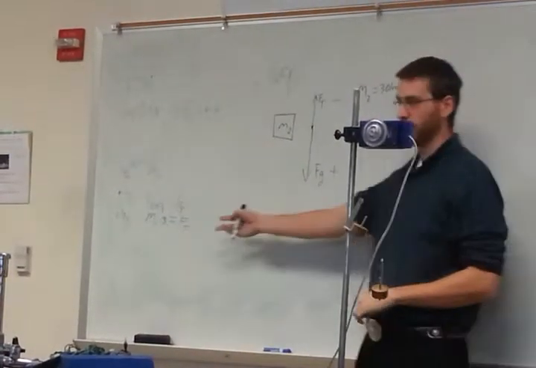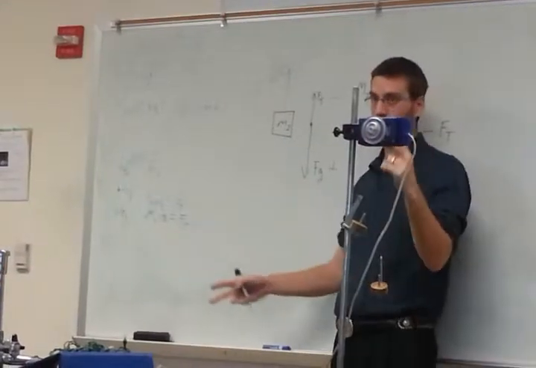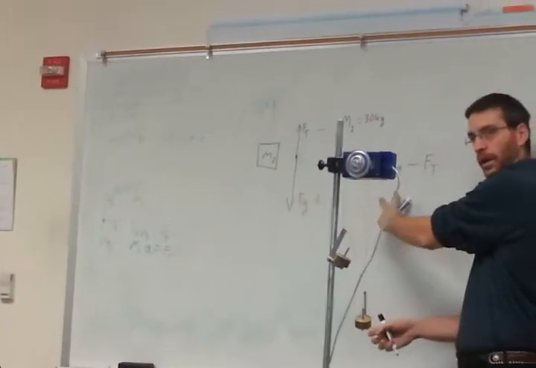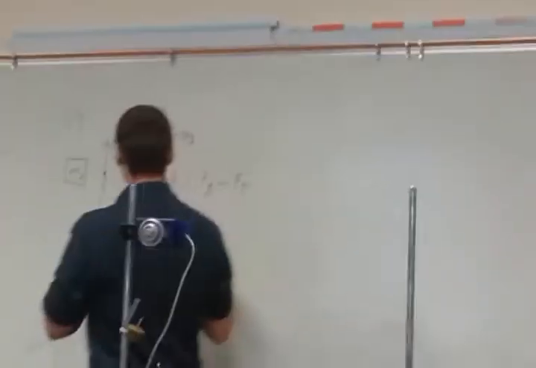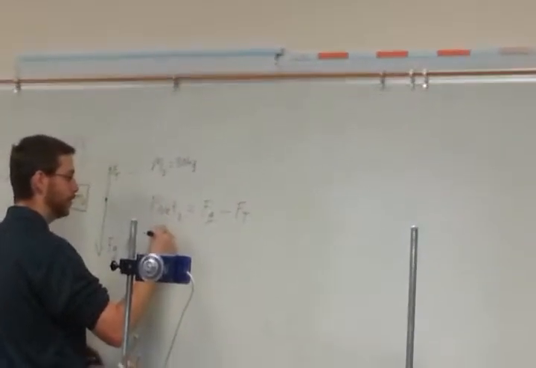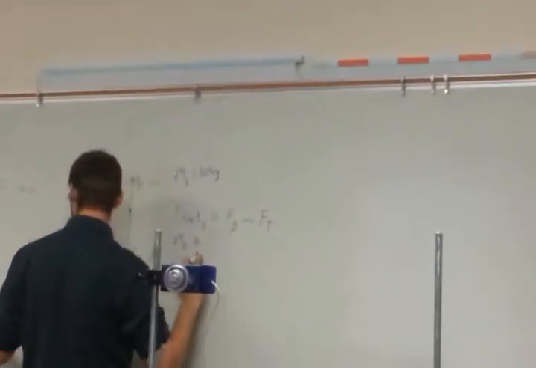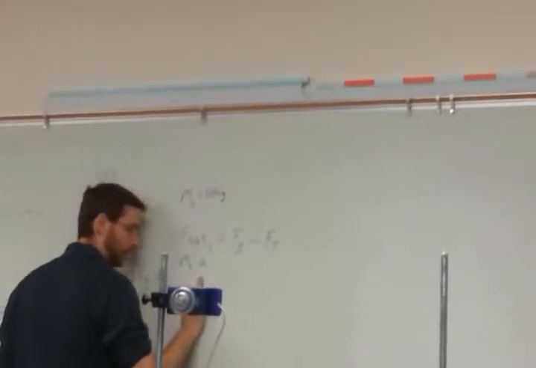No, I have one equation with two unknowns. I need a second equation. Here it is. My net force in this block is mass 2 times A. Are these A's the same or are they different? Same? Why are they the same?